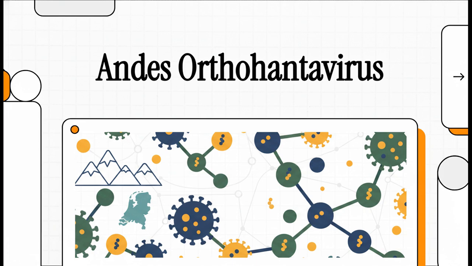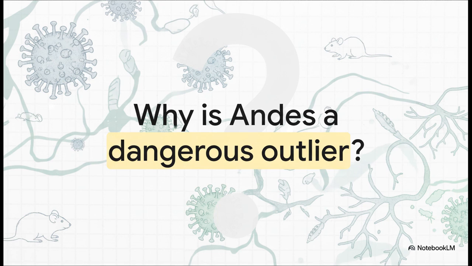Right, let's jump straight in. So let's start with a really central question. Why exactly does this specific pathogen just completely break the golden rules of its viral family? Well, the answer lies in its unprecedented transmission dynamics and ecological plasticity, and as you'll see, that makes it an absolutely critical threat to understand in our highly interconnected world.